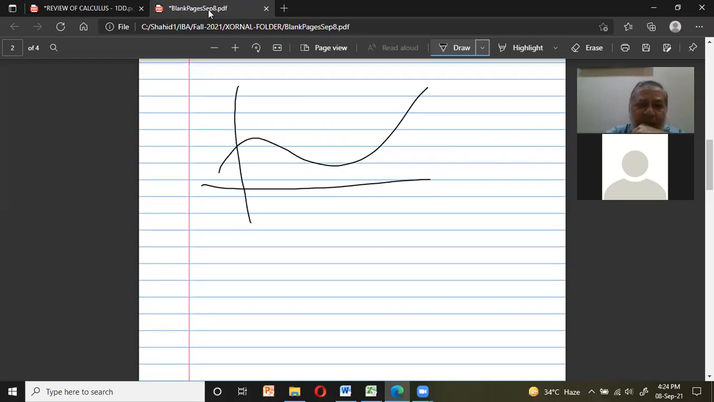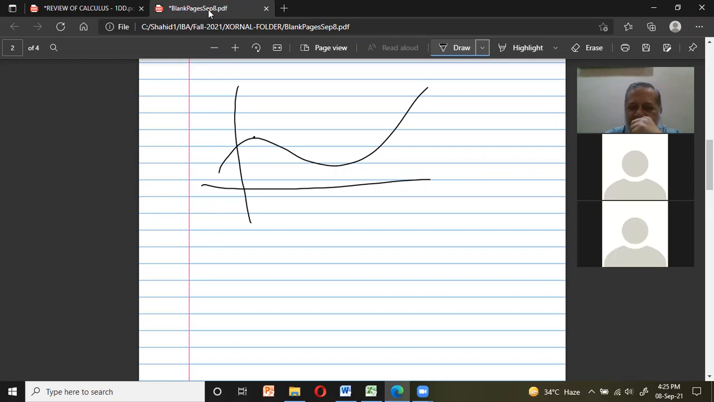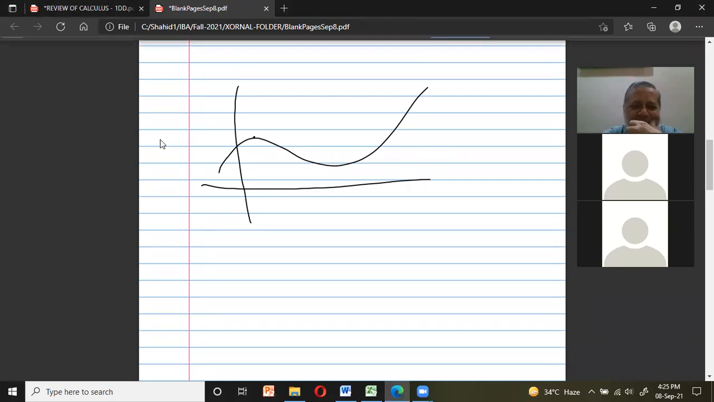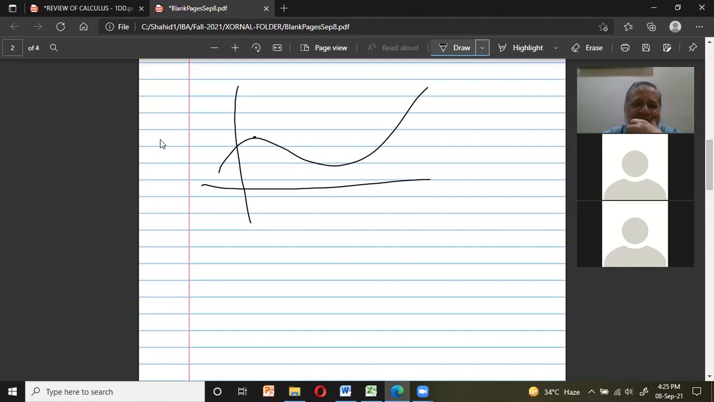Sorry. What is this point of the graph called? Turning point. Say it loudly, child. Turning point. I cannot hear properly. Comment it. Stationary point. Yes, this is a stationary point because at this point one of the conditions for a stationary point is satisfied. What is this point called?